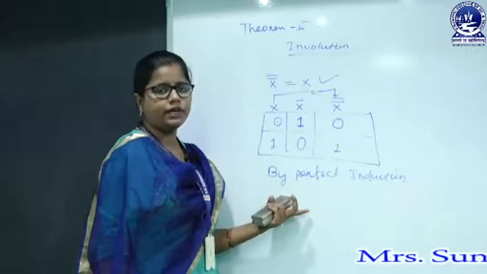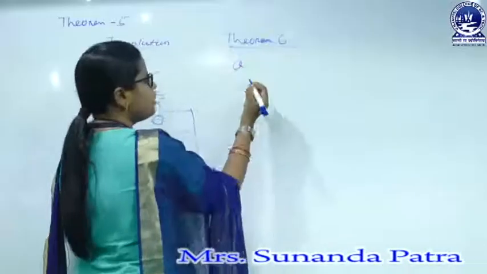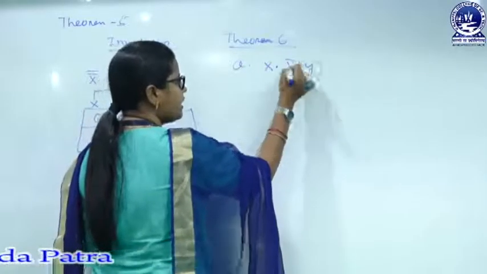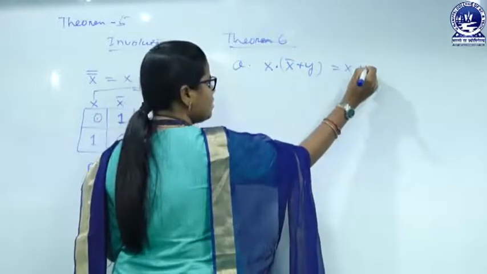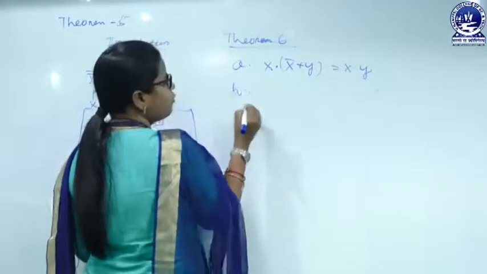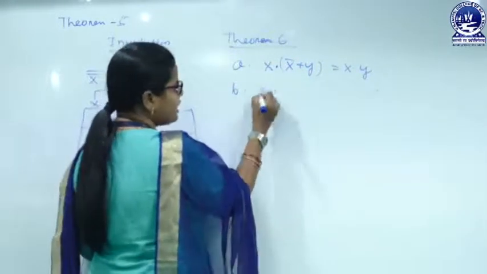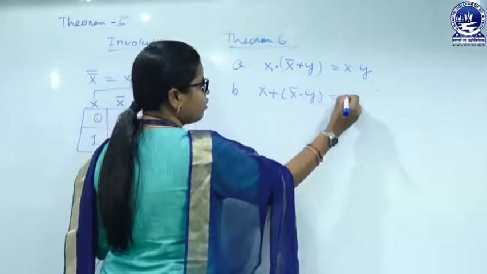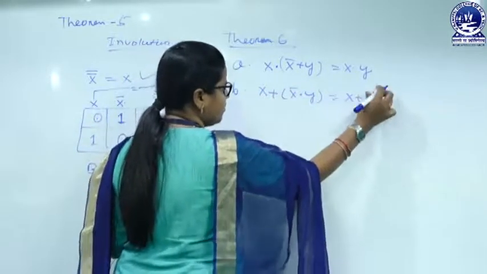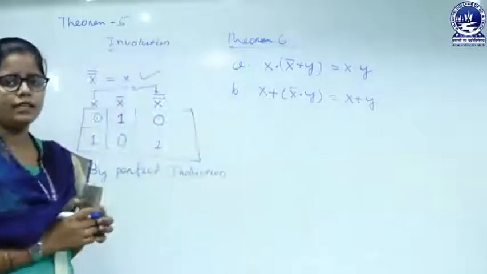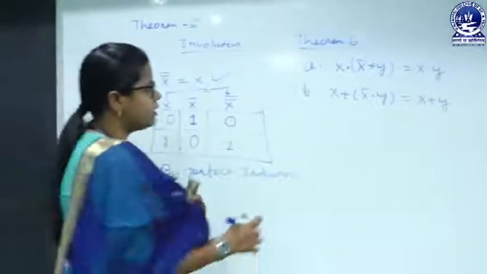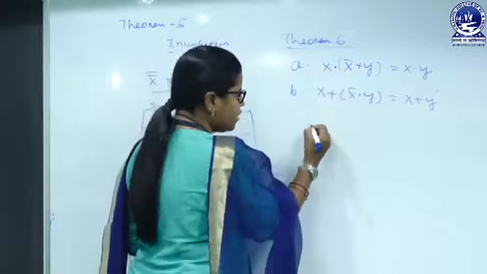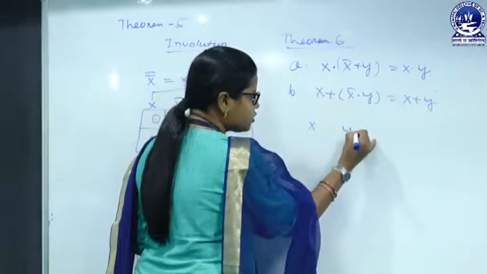Proof by perfect induction. Next, theorem 6 says x into x complement plus y equals x into y, and the dual method says x plus x complement into y equals x plus y. So let's prove it with the help of perfect induction. Here we have two inputs, x and y.